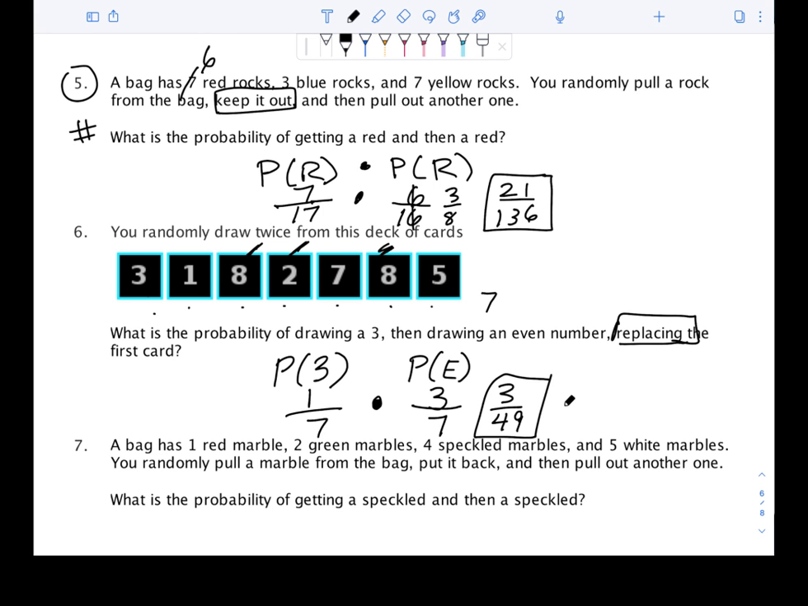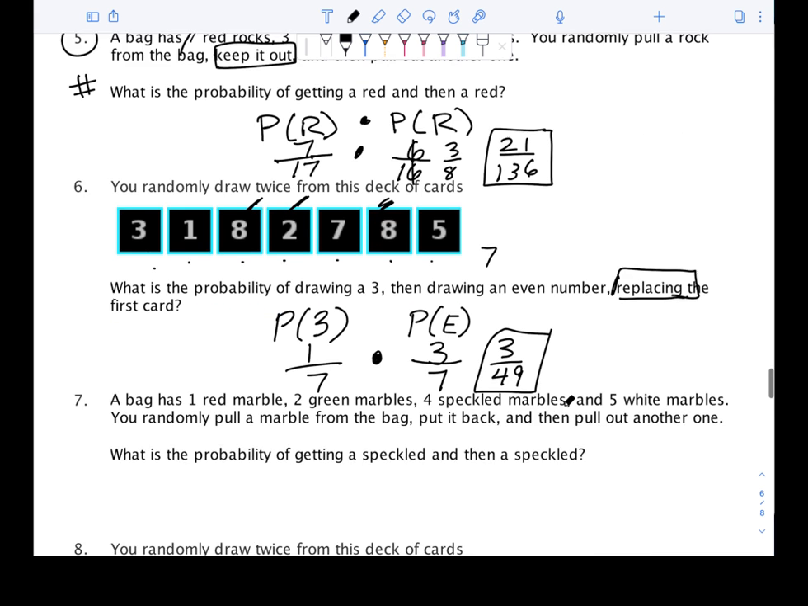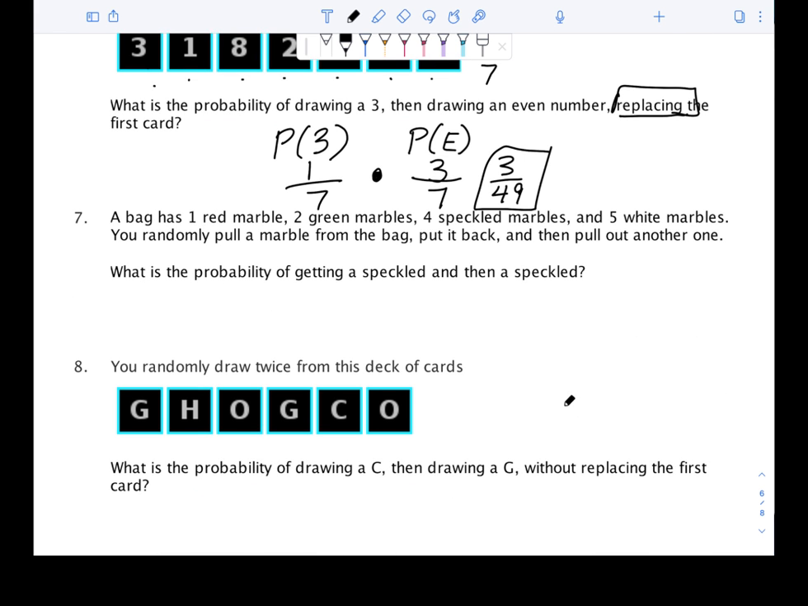Okay. So last one, the bag has 1 red marble, 2 green marbles, 4 speckled marbles, and 5 white marbles. Okay. You randomly pull a marble from the bag, put it back. What is the probability of getting a speckled and then a speckled? Okay, we put it back.